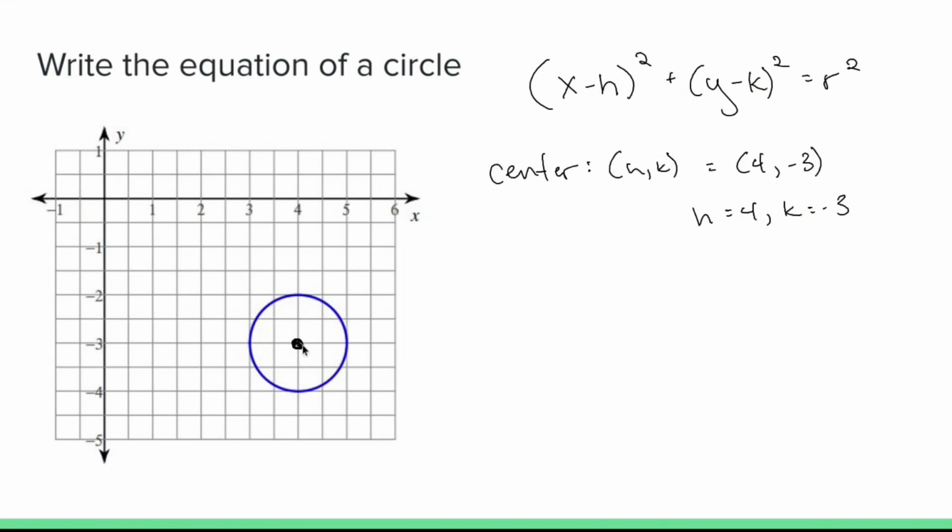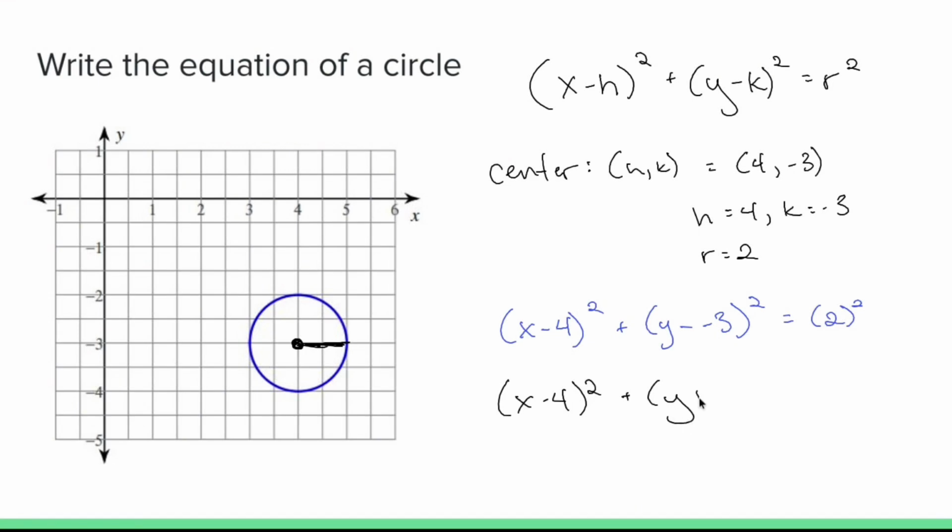Now, the radius is going to be the distance from the middle of the circle to the outside of the circle, which appears to be 2. So the radius is 2. No need to overthink that. So let's plug stuff in, clean stuff up, call it a day. (x - 4)² + (y - (-3))² = 2². Let's clean it up. (x - 4)² + (y + 3)² = 4. And there's your guy.